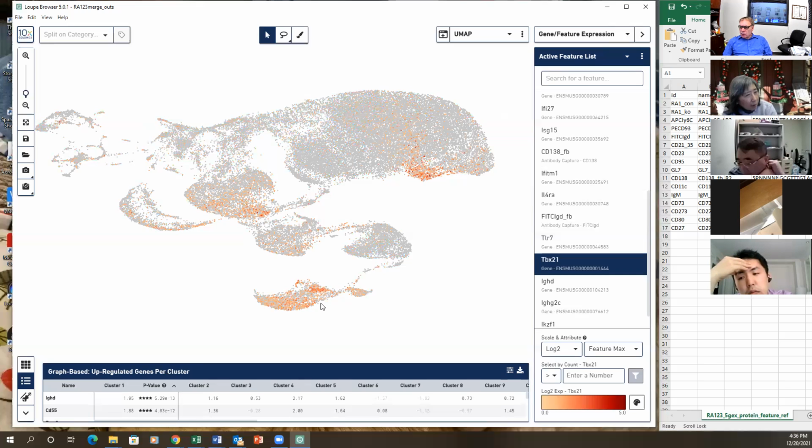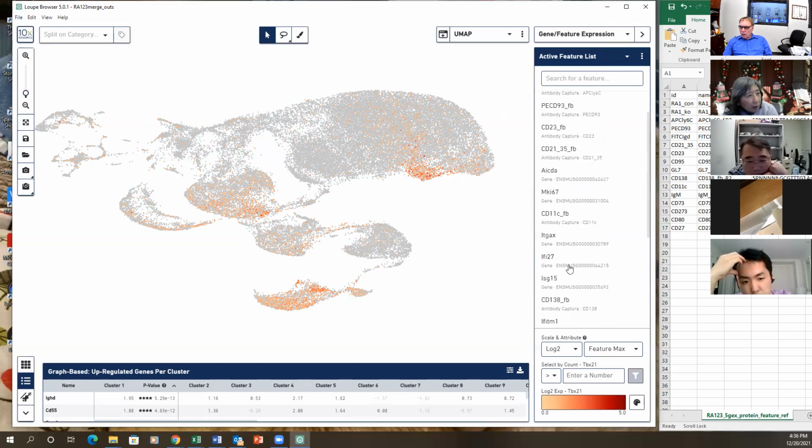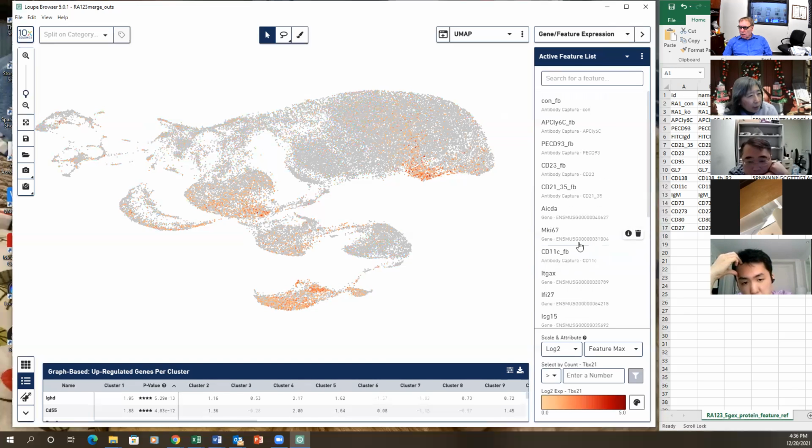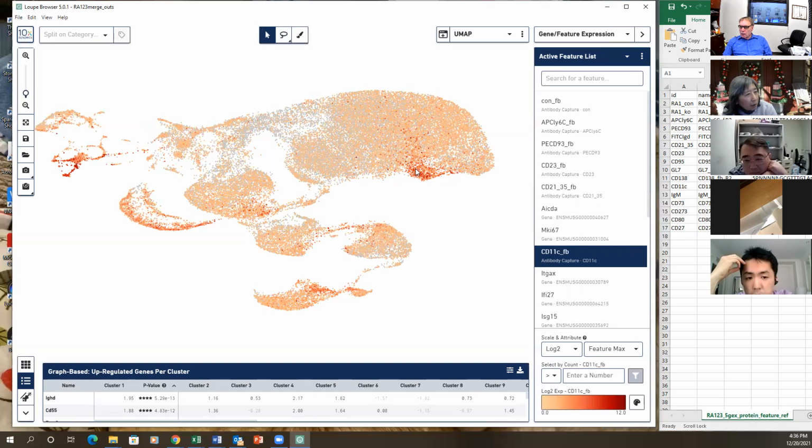And I think we got CD11C. Let's see CD11C with the antibody. This is the main one. CD11C, and there's a little bit here and a little bit here, but this is dominant right here. So this antibody is much better than our antibody, that's right. So it's a different antibody.